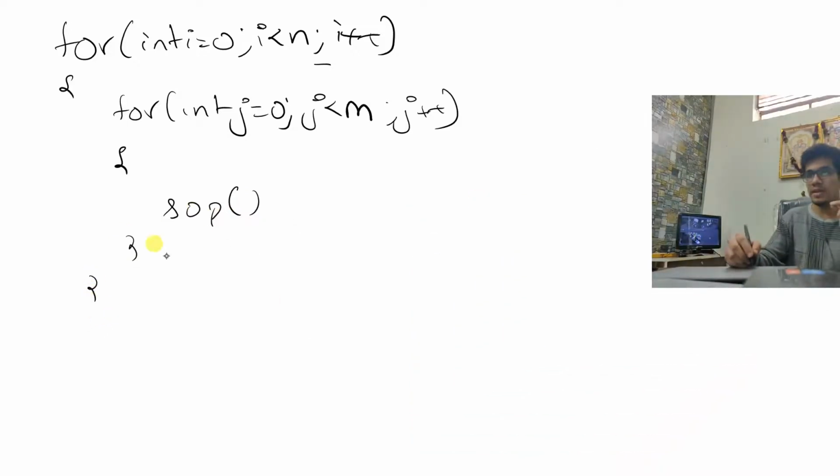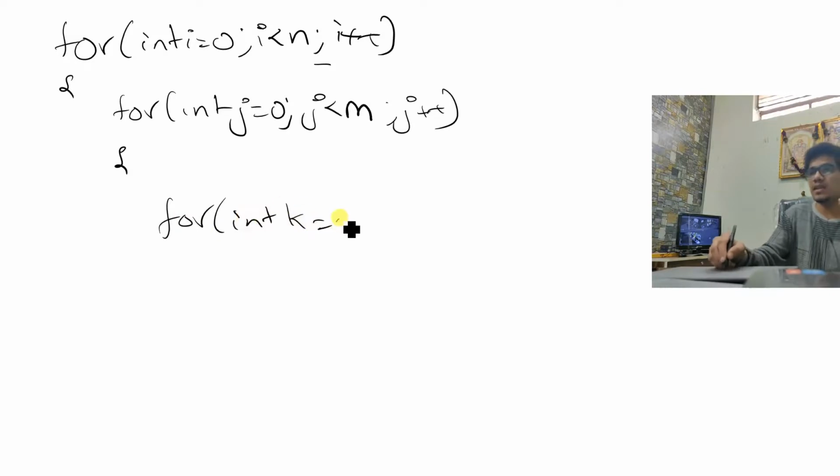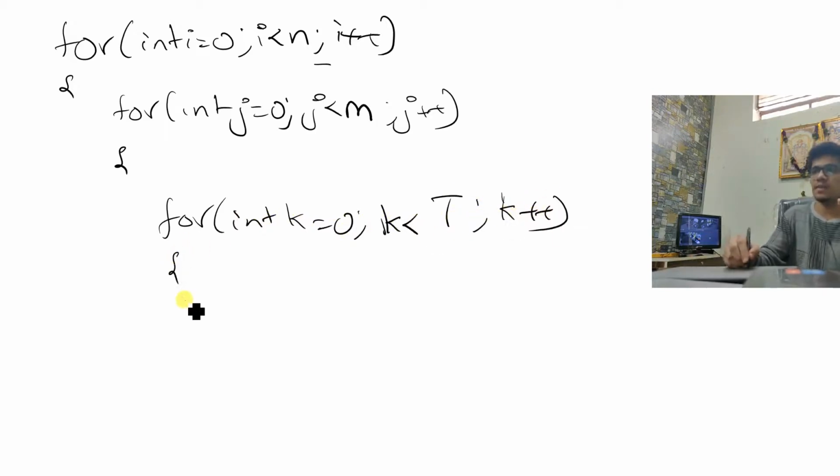Then I will be writing, okay, let me not write SOP. Let me write one more. Here again one more for loop: int k should start from 0, k is less than t, k plus plus. Yes, this is enough. So what will be the time complexity of this?